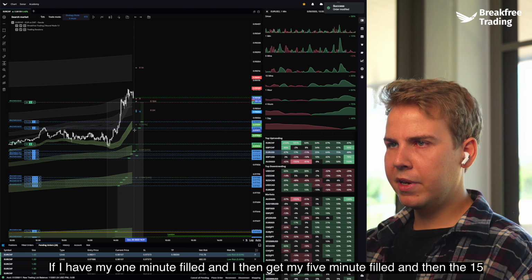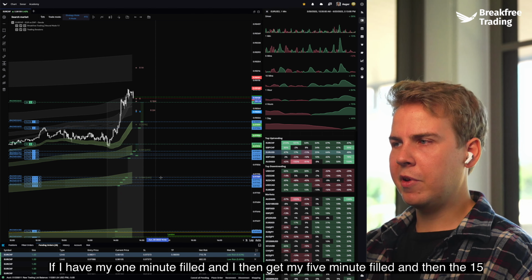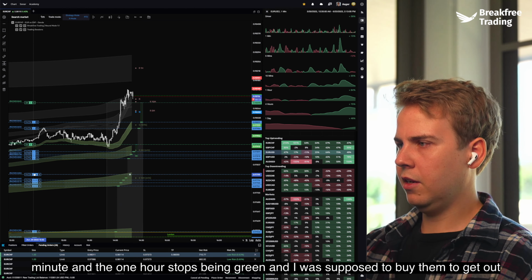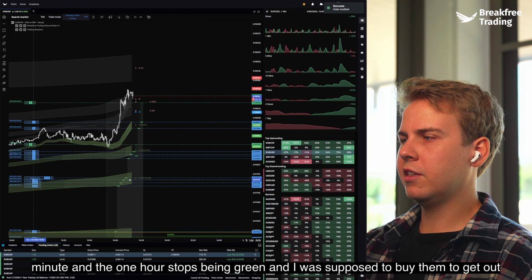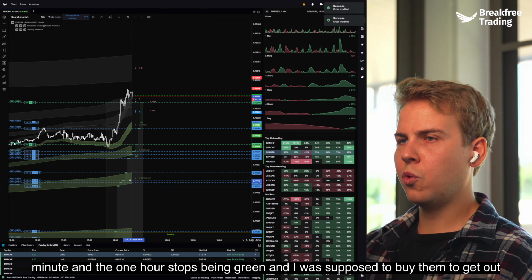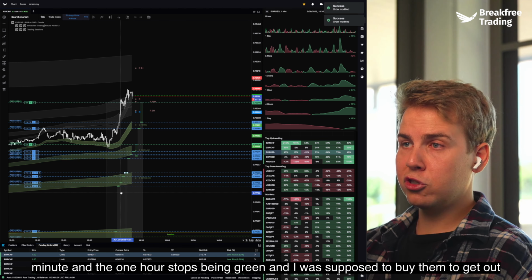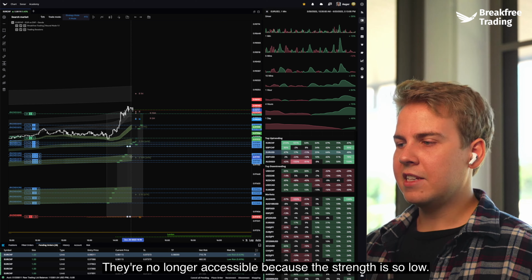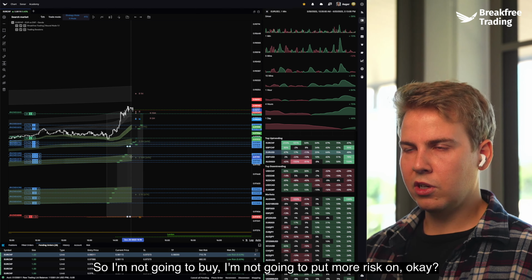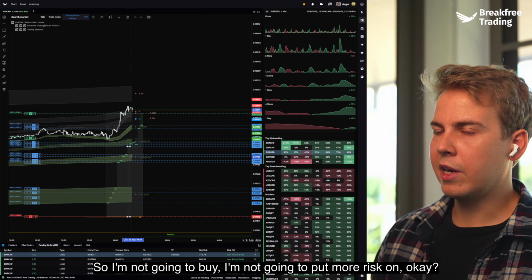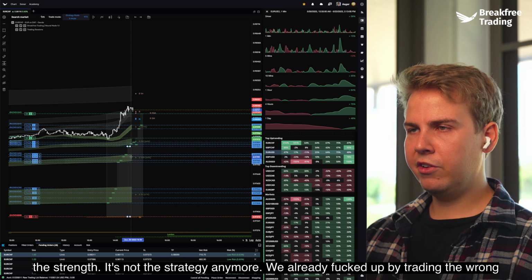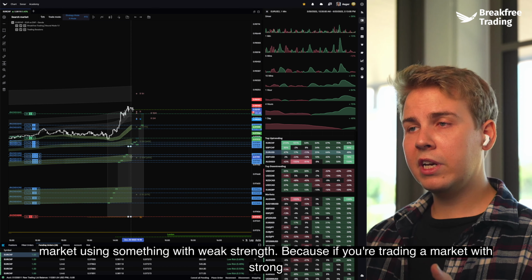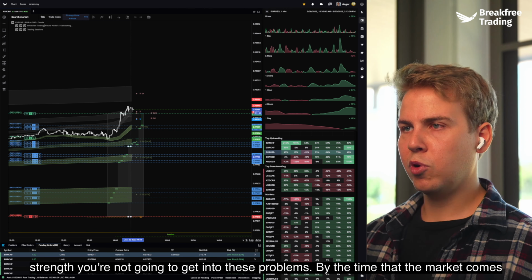If I had my 1 minute filled and I then get my 5 minute filled and then the 15 minute and the 1 hour stops being green and I was supposed to buy them to get out of these positions up here, they're no longer accessible because the strength is so low. So I'm not going to put more risk on, okay? Because the strength, it's not the strategy anymore. We already messed up by trading the wrong market using something with weak strength. Because if you're trading a market with strong strength, you're not going to get into these problems, okay?